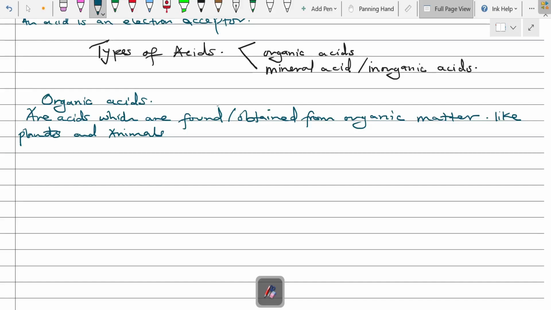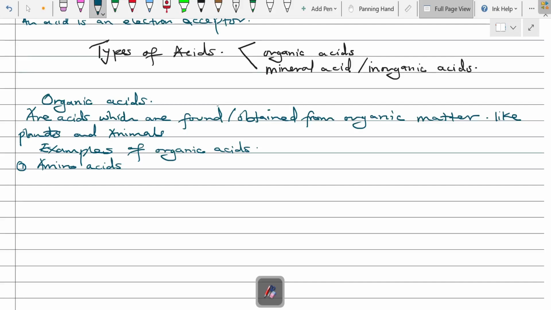So let's have examples of these organic acids. The first one, we can talk of amino acids. And where is this one found? These ones are found in both plants and animals. And these ones are the building blocks of proteins. That means animals have proteins, and these proteins are made from the amino acids.